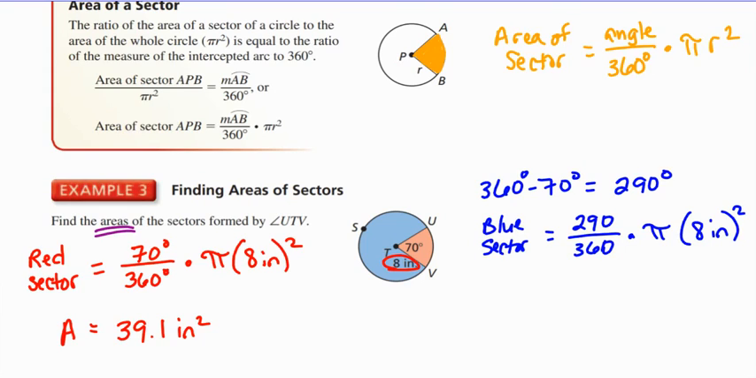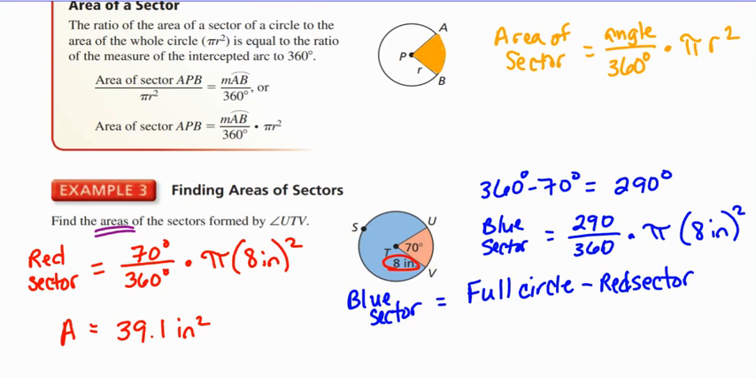I could do all that, or I could take the area of the full circle minus the area of the red sector and get the area of the blue sector. Okay, now the area of the full circle, that's simple. That's just pi r squared, right? When you square 8, you get 64. Okay, in either case, when you find the area of this blue sector, you're going to find out that the area is approximately 162 square inches.